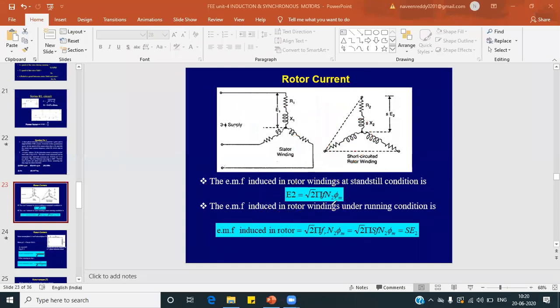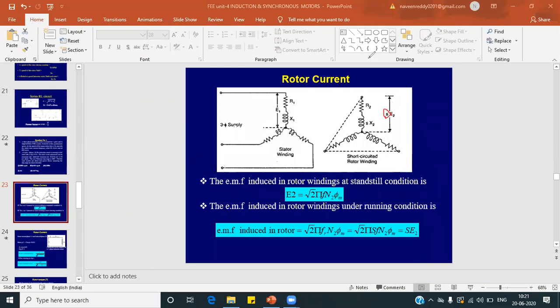Based on this relative speed only, what is rotor frequency? That is slip times F. And slip is again (NS minus NR) by NS. So the rotor frequency, or the EMF induced in the rotor winding because the flux is cutting the rotor conductors, depends on the relative speed, that is slip. So at standstill, the slip value is 1.